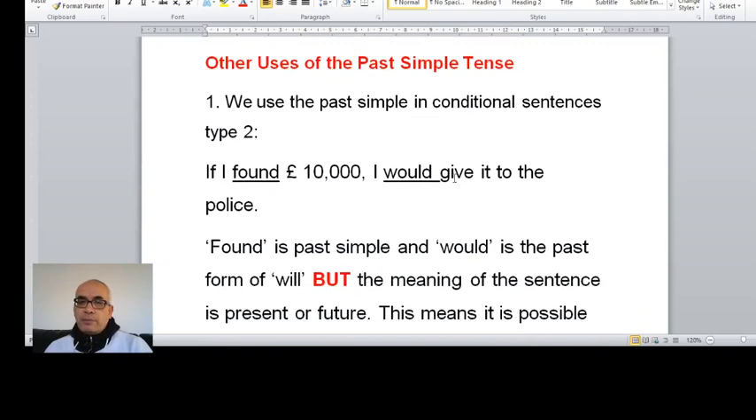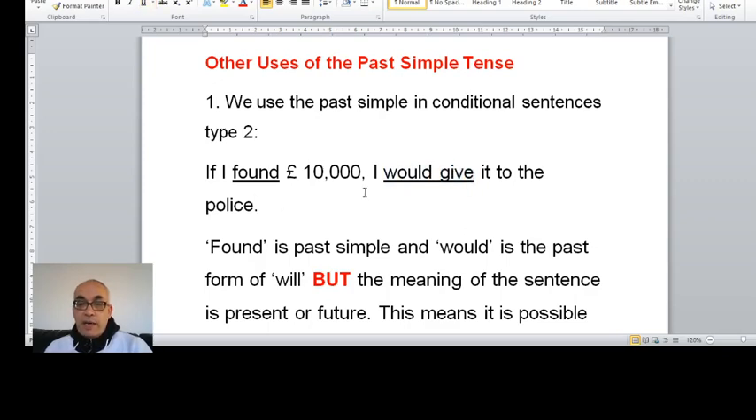Now here, we use the past simple in conditional sentences. So this is past, found. If I found 10,000 pounds, I would give it to the police. So this is past again. This is the verb. I have to underline, because would is a verb and give is a verb. So this is past simple and this is past simple. But after would, I have to use infinitive.